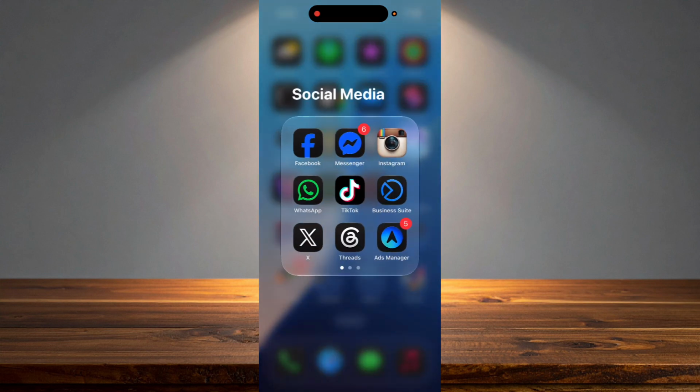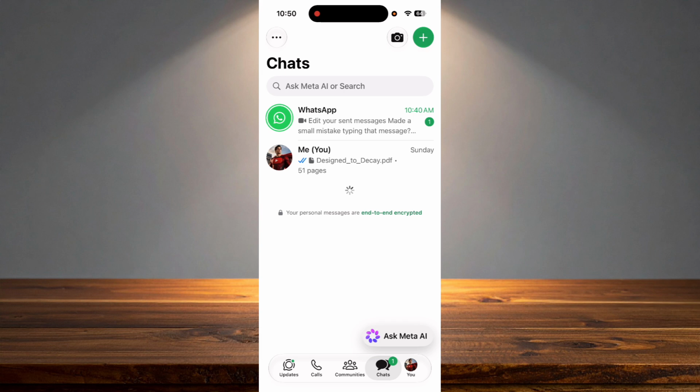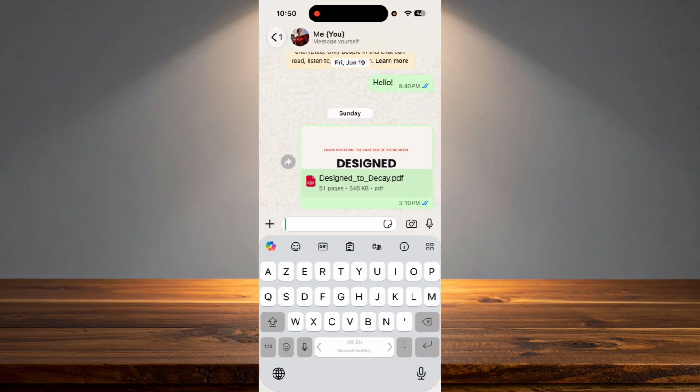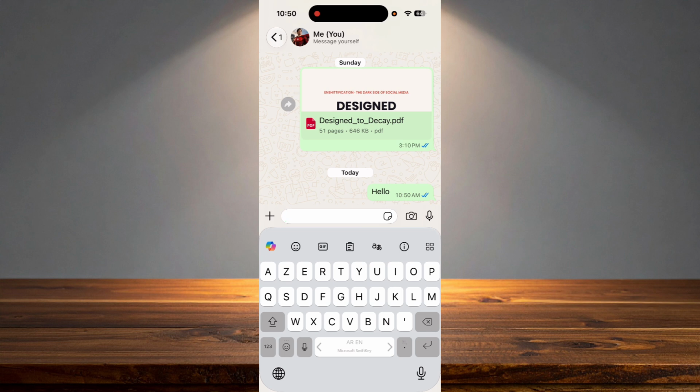So what I mean by that is when you send a message to someone, for example this "hello", and you see only one tick next to your message, next to the sending time of the message, and that one tick is not blue, it's gray. That means the message is sent but not delivered.